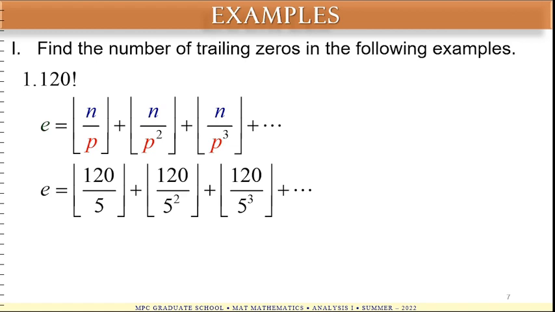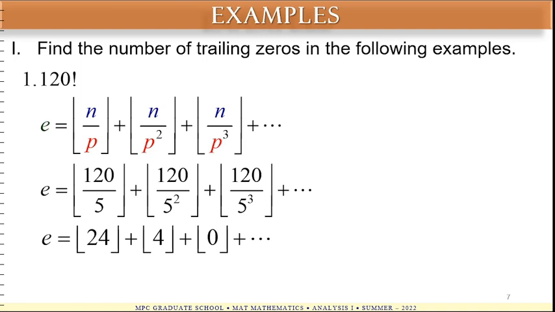So if we simplify this, we have now 120 divided by 5 is 24, and 120 divided by 5 squared, or 25, is 4, and 120 divided by 5 cubed, or 125, is 0. So if we sum this up, 24 plus 4 plus 0, the answer is 28. Therefore, there are 28 trailing zeros in 120 factorial.